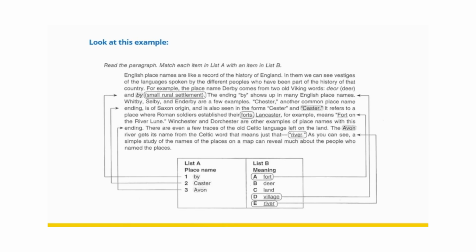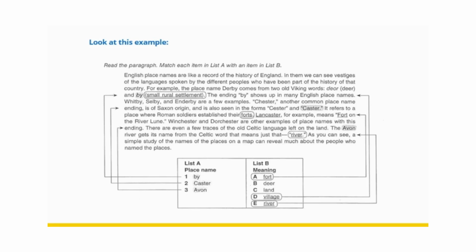So your task in this case is to go back to your passage and highlight the words beginning with by. Wherever you find the word by, highlight it. And then if you see the word Castor, highlight it as well. And then if you see Avon, highlight it as well. And then go back and start reading these sentences. So if you read the sentence that contains the word by, let's see. It says, for example, the place name Derby comes from 2 old Viking words, deer and by, small rural settlement.